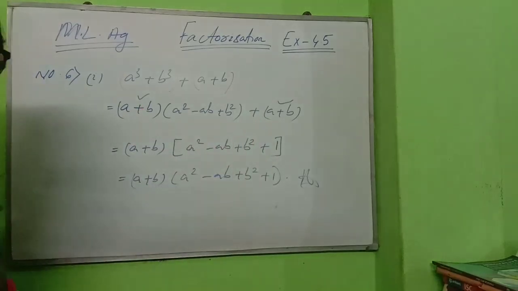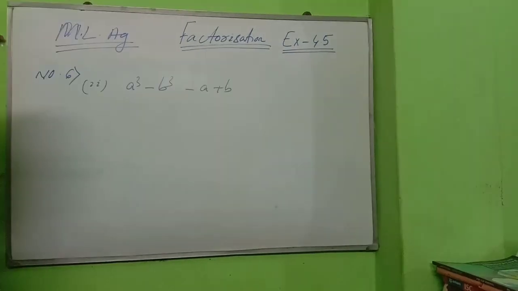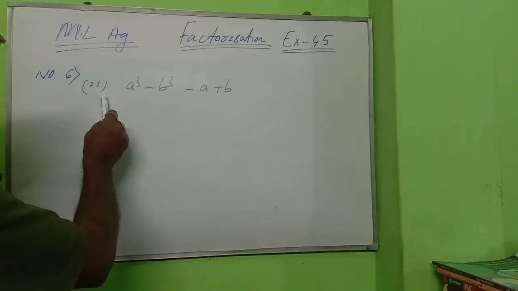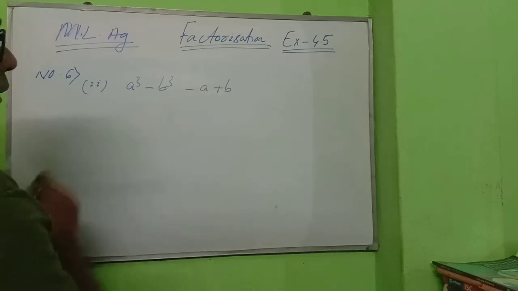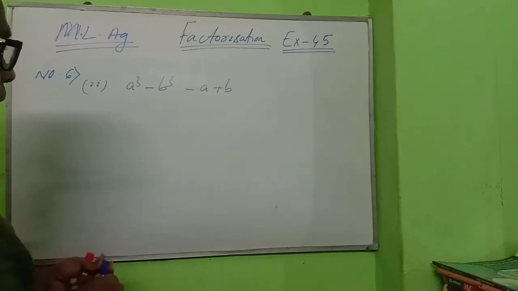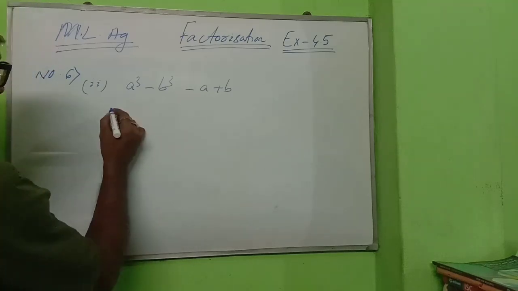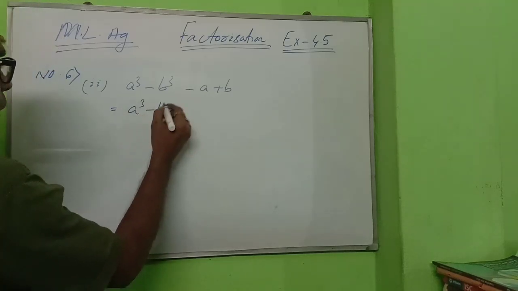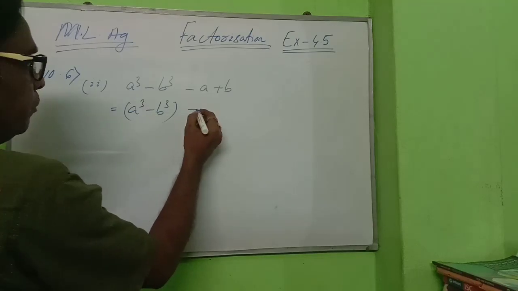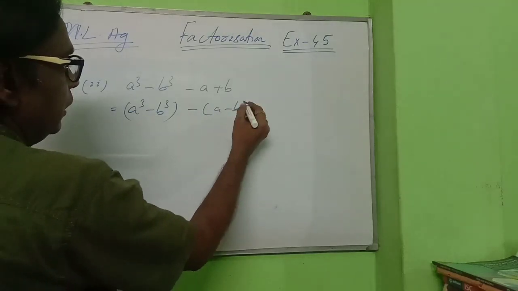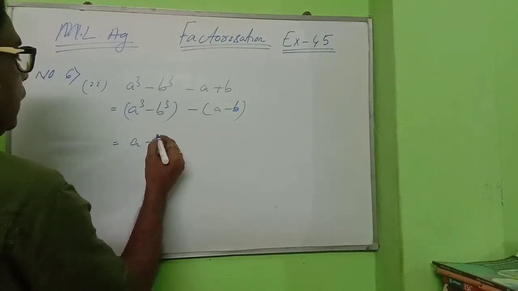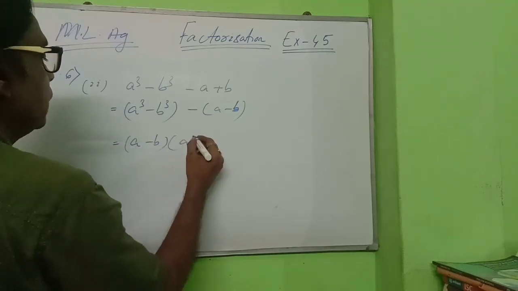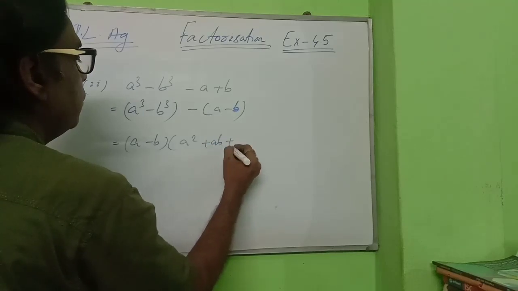Let us see number 6 second part. The question is given like a cube minus b cube minus a plus b. You have to make groups here. How to make groups here? Just see, a cube minus b cube, make one group here. For the other, take minus common, this will be a minus b. This is another group. Here you have to apply a cube minus b cube, that will be a minus b whole into a square plus ab plus b square.